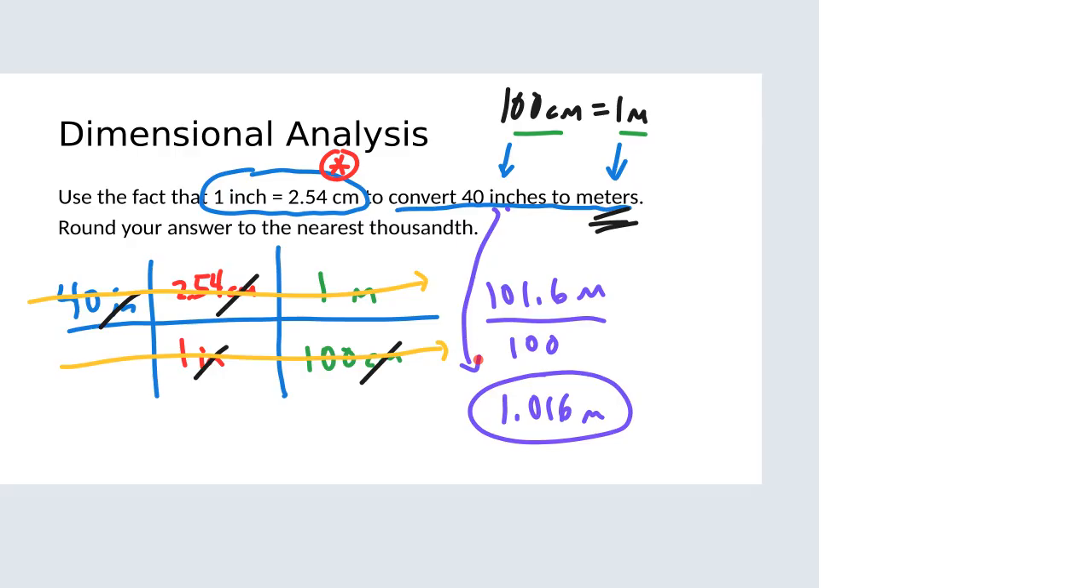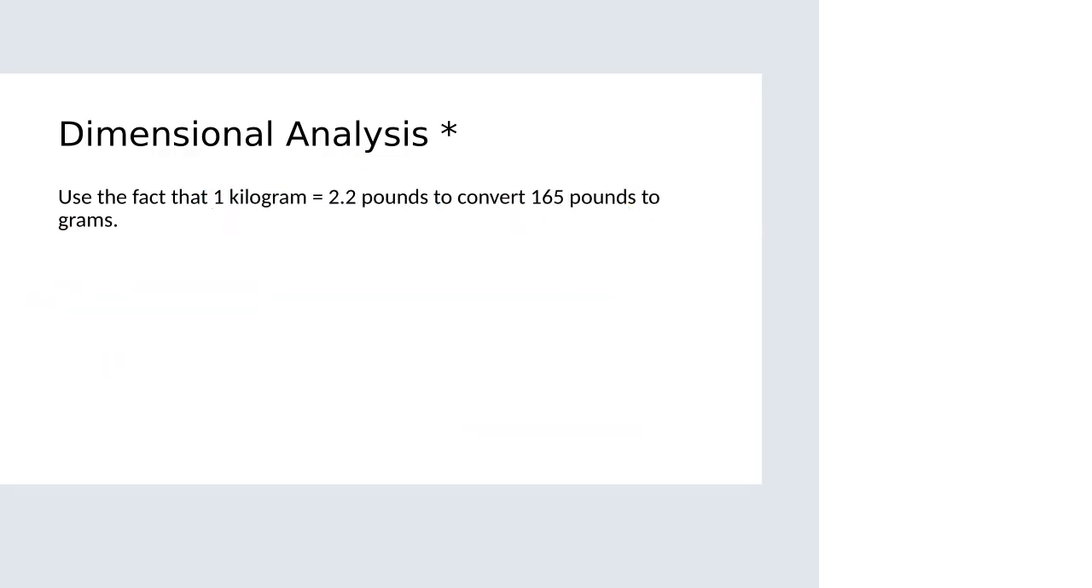Let me know if you have questions on that before I have you try one. Excellent. Here goes. Use the fact that 1 kilogram is 2.2 pounds to convert pounds to grams. And just to throw you a bone, in case you're not that familiar with the metric system, I am going to go ahead and give you this one, that there are 1,000 grams in 1 kilogram. All right, I'll set up a poll for this, and I'll let you try it.